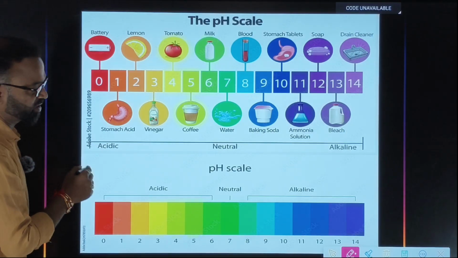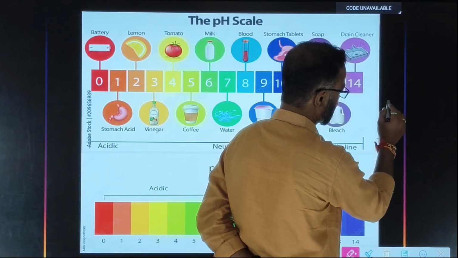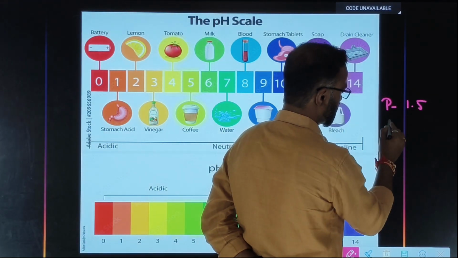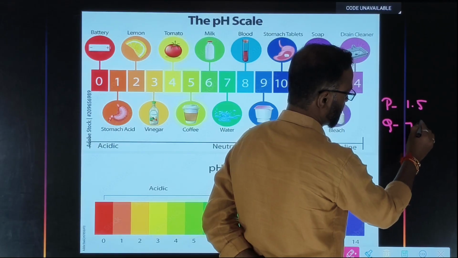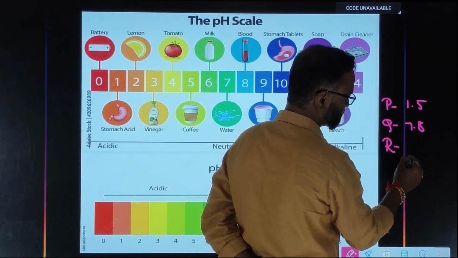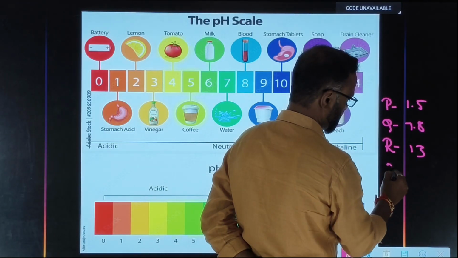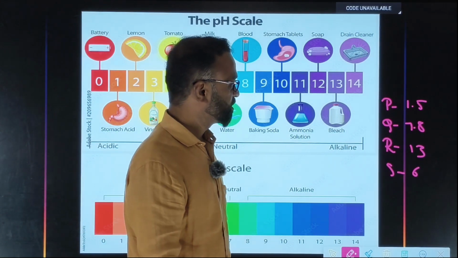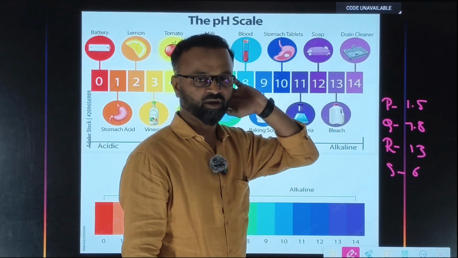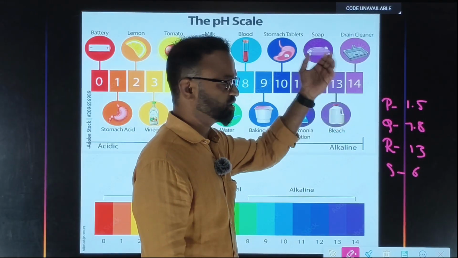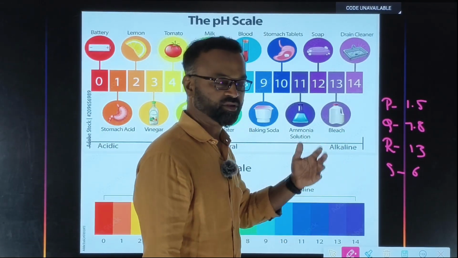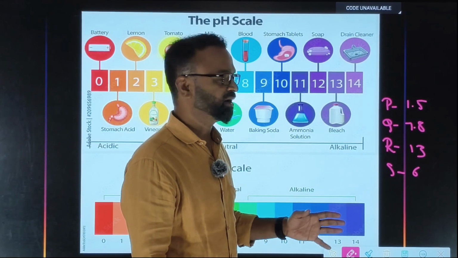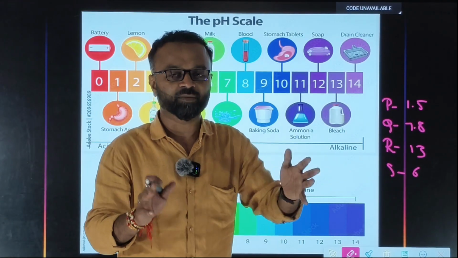Now see here, if you take an example of one such question, they will tell you the pH value of solution P is 1.5, Q is 7.8, R is 13, S is 6. These are the 4 solutions. They will ask which solution is a strong acid, which is a weak acid, which is a mild base, which is a weak base. They'll say, categorize these 4 solutions into acids and bases.